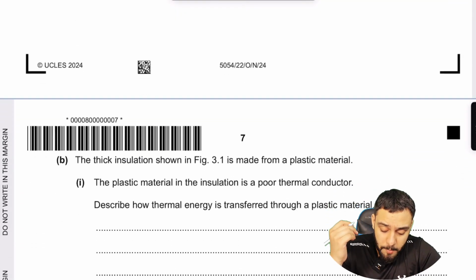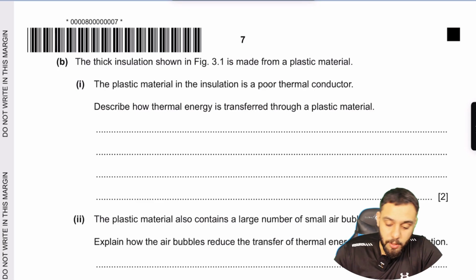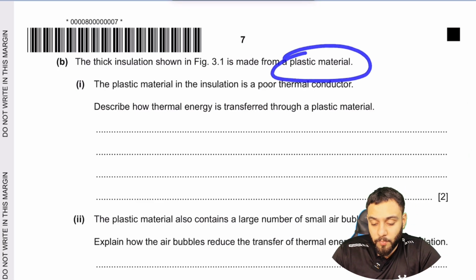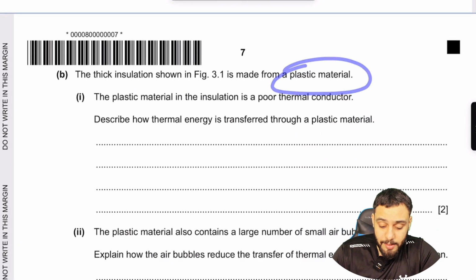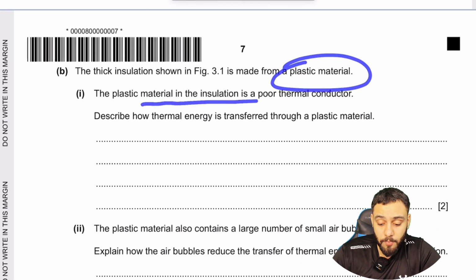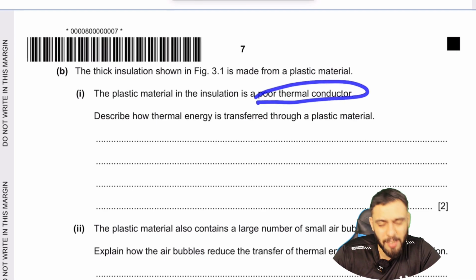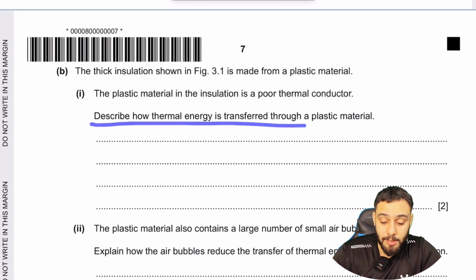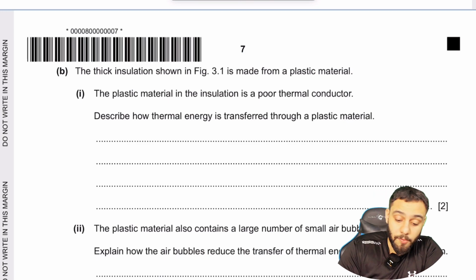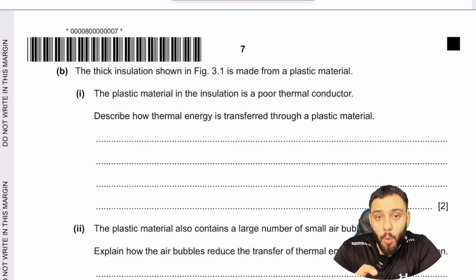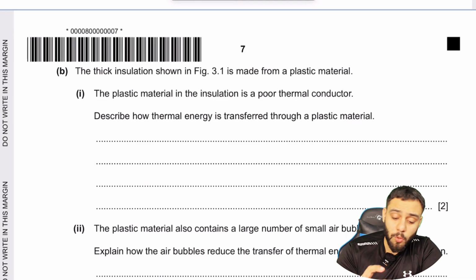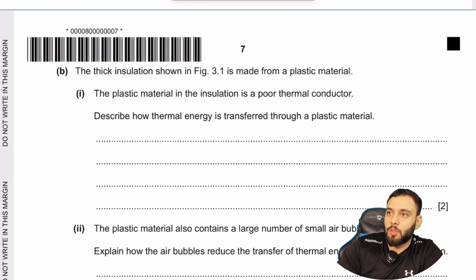Okay, for question part B, the thick insulation shown in figure 3.1 is made from plastic material. Okay, so plastic is a bad conductor. They're saying that the plastic material is an insulator, a poor thermal conductor. Describe how the thermal energy is transferred through the plastic material. We have discussed this in our lecture as well. This is a very common question: how is heat transferred through plastics? Since plastic is not a metal, it transfers energy by collisions between the neighboring molecules.